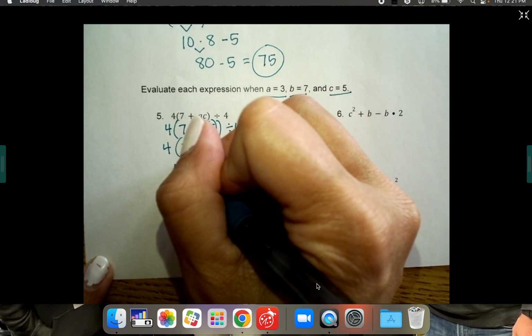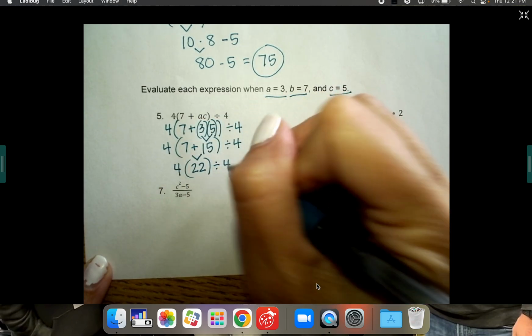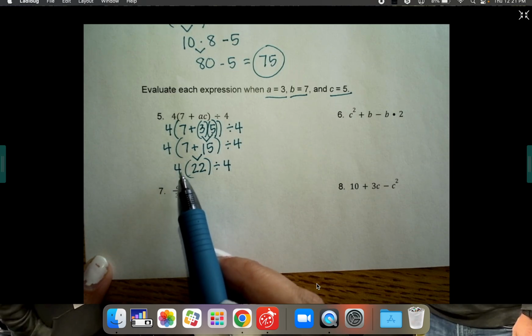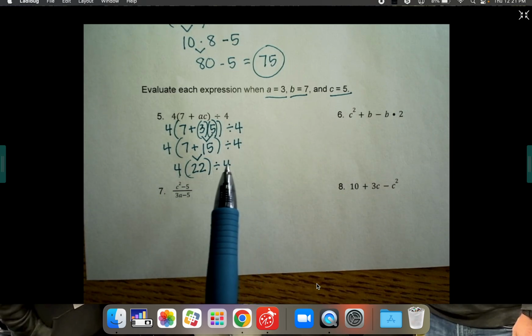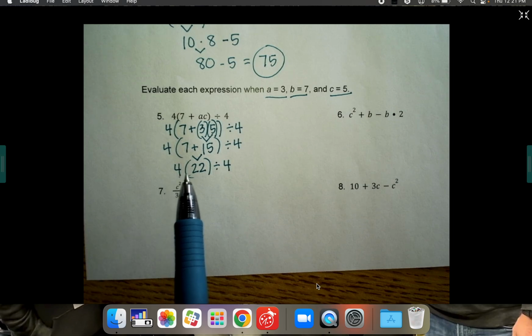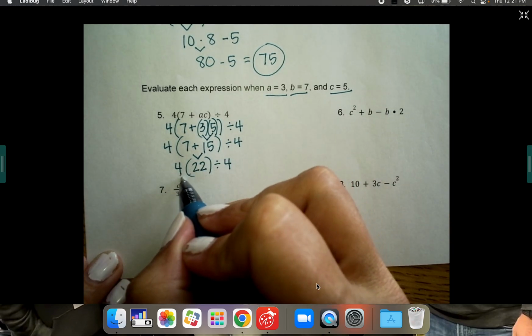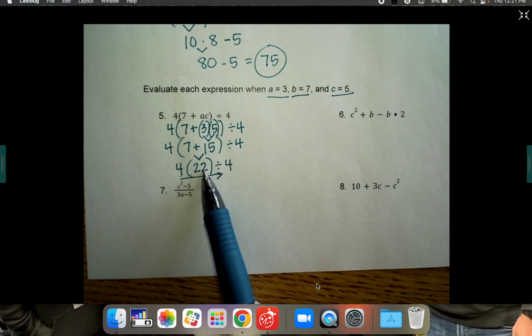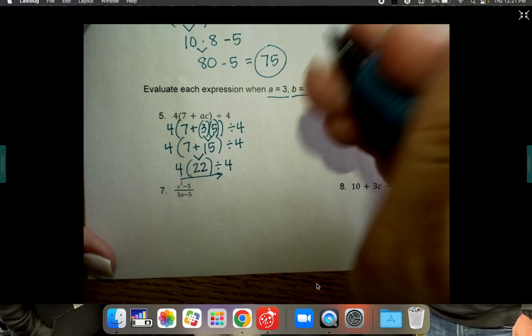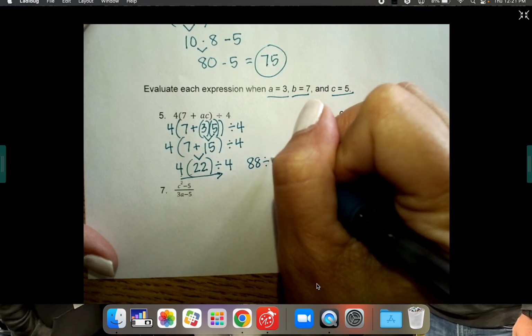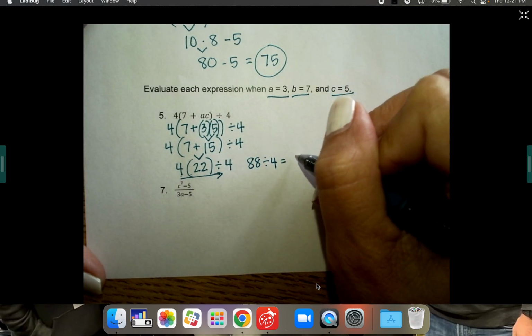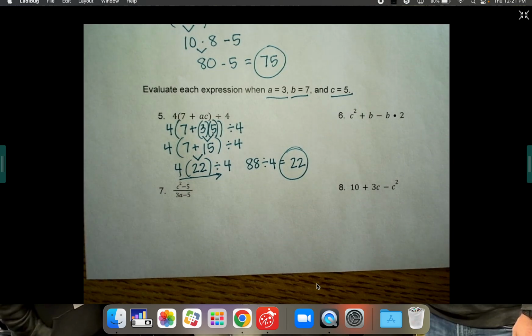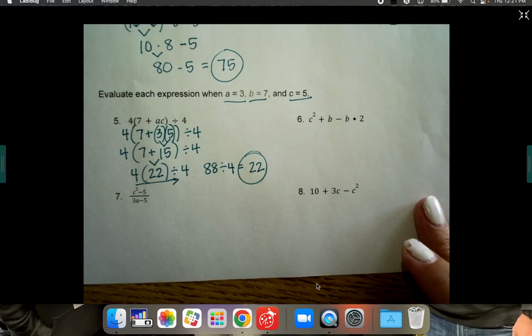Then we're going to come out here, and because this is multiplied, it's squished up against it with no symbol in between, which means multiply, and this is divide. They have the same level of priority, so we are just going to go left to right. 4 times 22 is 88 divided by 4. So 88 divided by 4 is 22. Or put it in your Desmos calculator and check.